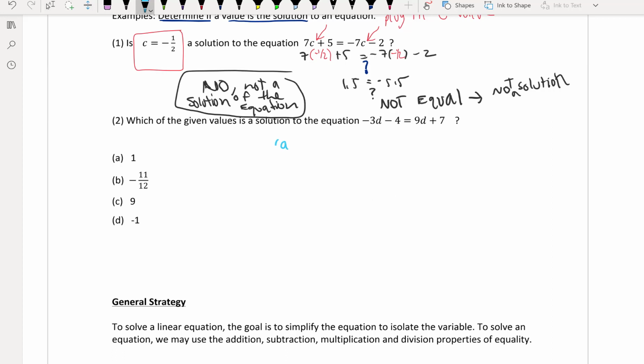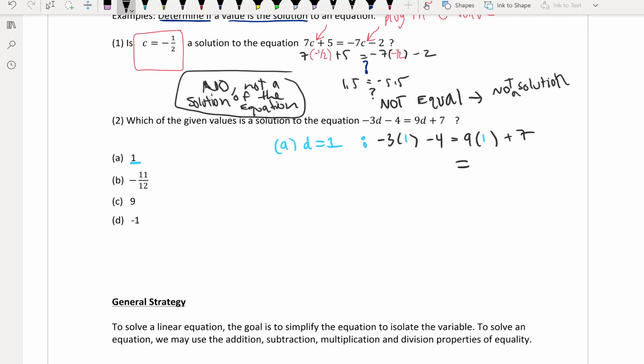So for part A, what we are saying is that D is equal to a positive 1, since that value for part A is 1. So we are going to plug it into this equation. So we have negative 3, and that D value is 1, minus 4 is equal to 9, and that D value is 1, and you have plus 7.